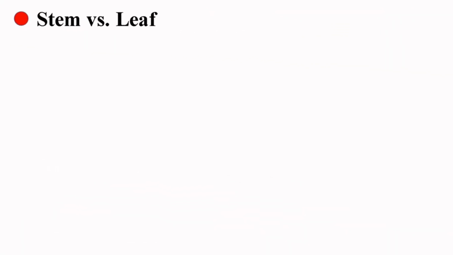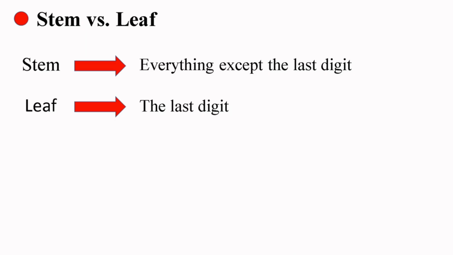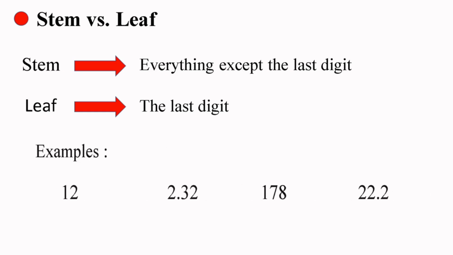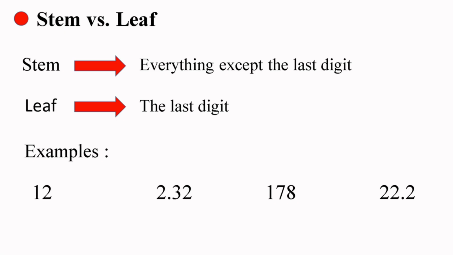Before I start solving examples, it's important to get familiar with the concept of a stem and leaf in mathematics. The leaf of a number is the last digit of the number, and the stem is everything except the last digit. It means everything we can find on the left side of that number. Let's solve some examples and specify the stem and leaf in each.